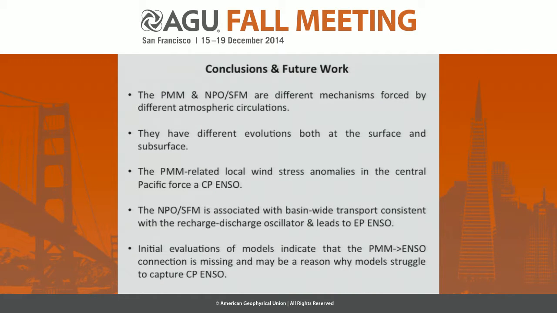So to conclude, I just want to highlight, it looks like these are different mechanisms forced by different atmospheric circulations with different evolutions at the surface and subsurface. In the meridional mode, we have local wind stress anomalies in the Central Pacific that seem to force a more Central Pacific ENSO. And in the NPO SFM, we have more basin-wide transport, consistent with a recharge-discharge oscillator idea, that leads to Eastern Pacific ENSO. We've done some preliminary work looking at some models, and we find that many models don't actually capture the meridional mode to ENSO connection, and this may be a reason why models are struggling to capture Central Pacific ENSO events.